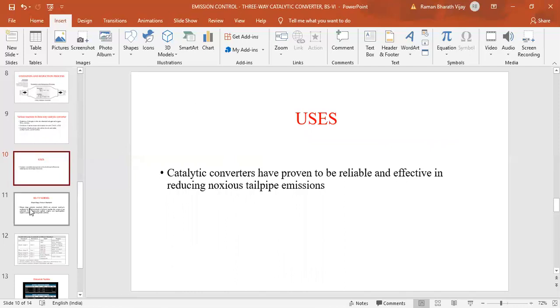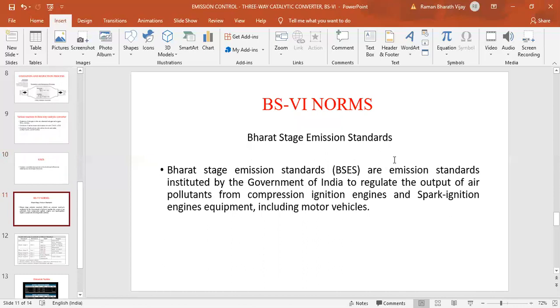We will now go to BS norms, BS6 norms. So what are BS norms? It is Bharat Stage Emission Standards. These are standards given by the government of India. Why is it given? It is to regulate the pollution content. So the government has formulated a principle and given a standard so that pollution emissions can be reduced. Okay, so that is the aim.